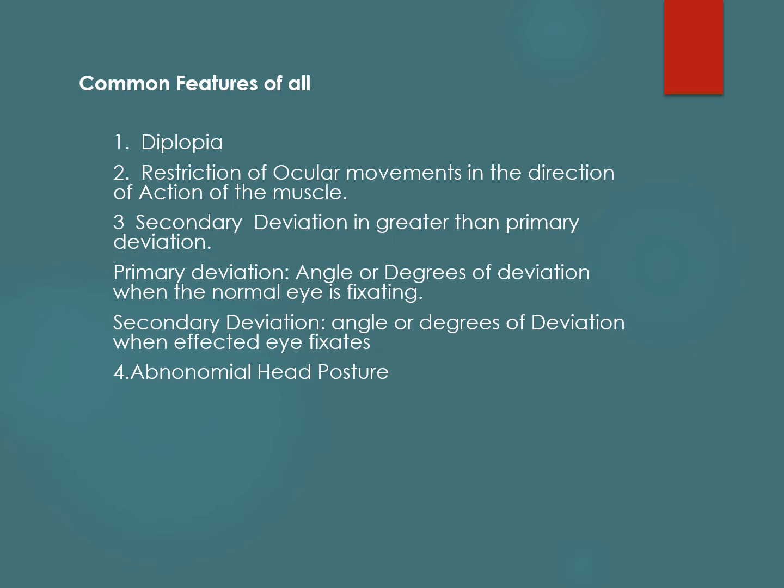Secondary deviation is greater than the primary deviation. Now, what is primary deviation? Primary deviation is the angle or degrees of deviation when the normal eye fixates. What is secondary deviation? It is the angle or degrees of deviation when the affected eye fixates. It is always larger in paralytic squint. Abnormal head posture.